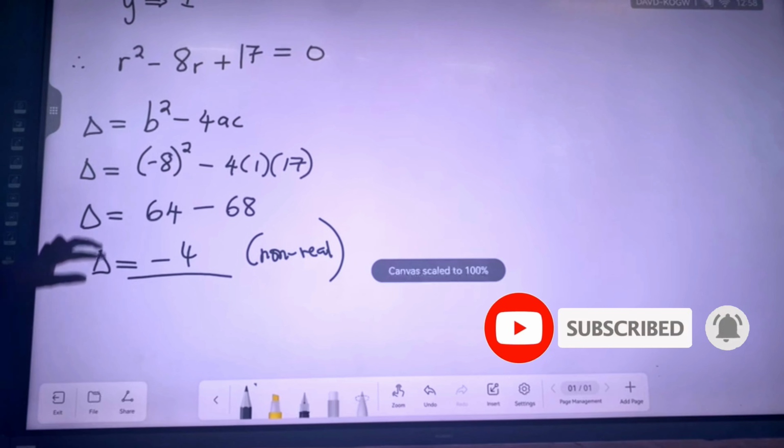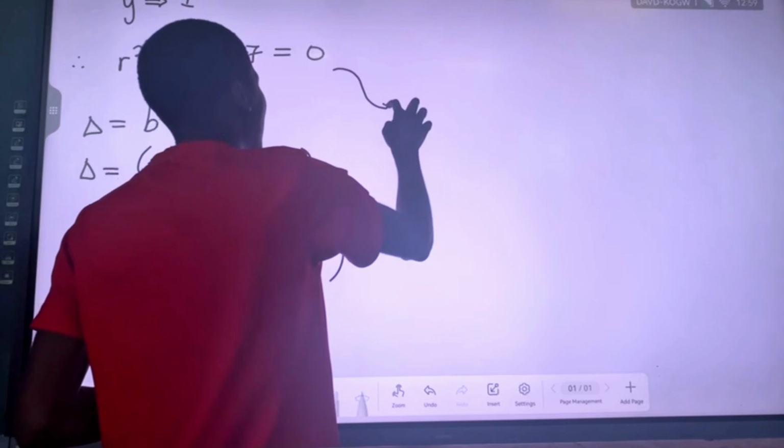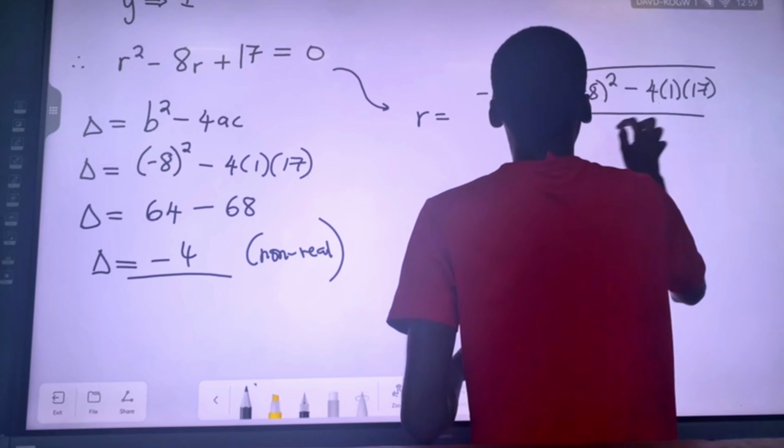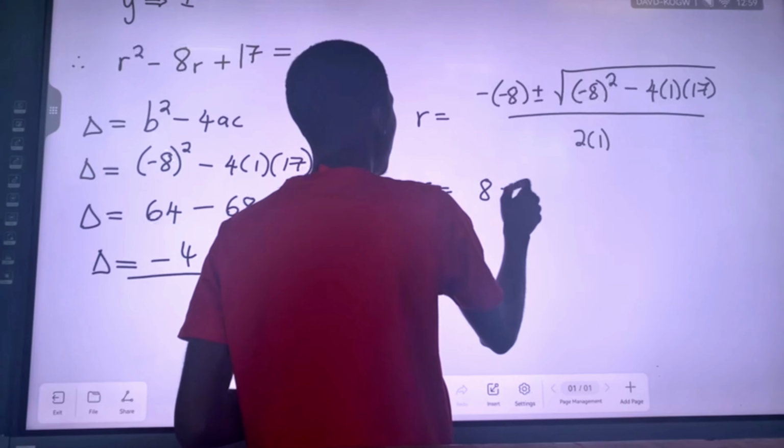So what you do, you solve for r. The roots r will be imaginary. Using the quadratic formula, which you already know, r is negative b, minus 8, plus minus the square root of minus 8 squared minus 4 times a is 1, c is 17, over 2 times 1. So r there will be positive 8 plus minus the square root of negative 4 over 2.